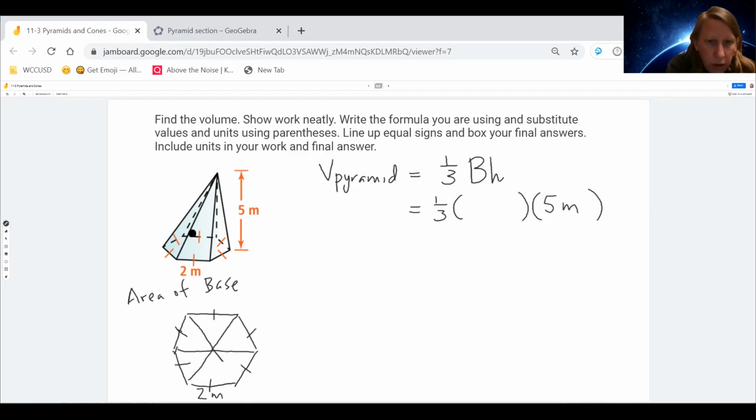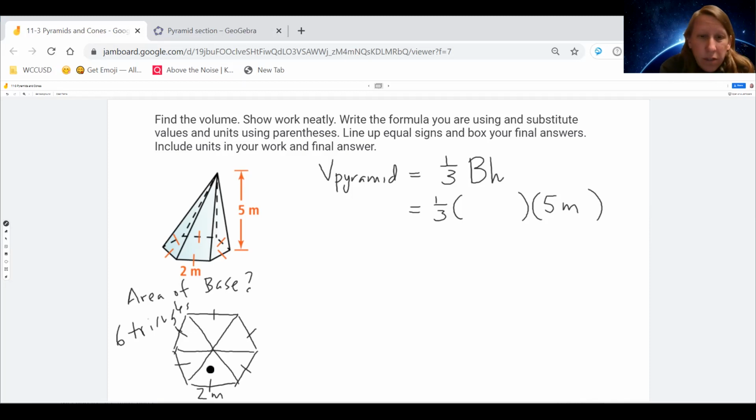What shapes do we know how to find the area of? We know how to find the area of triangles, right? So if I could find the area of this triangle and I multiplied it by 6, that would give me the area of the hexagon because there's 6 of these triangles in there. So I don't know what it is yet. I'm going to play with it. The area of the base is whatever the area of this hexagon is. And I know that it's 6 triangles.